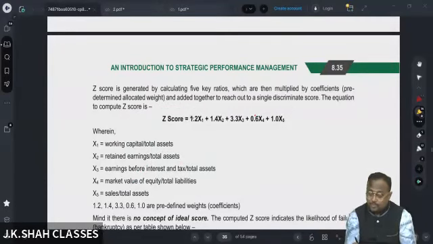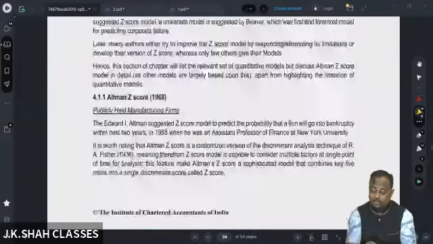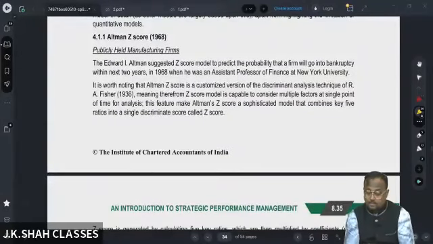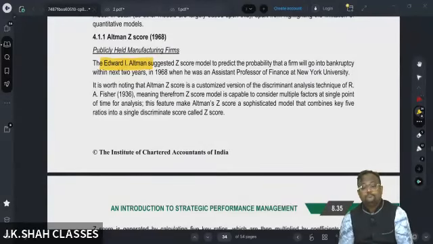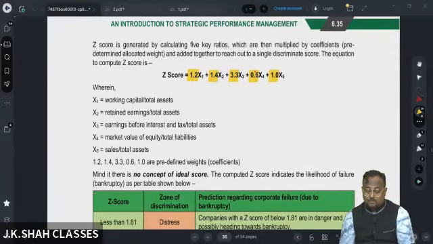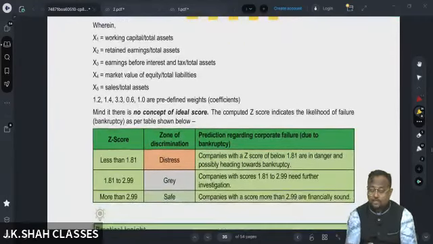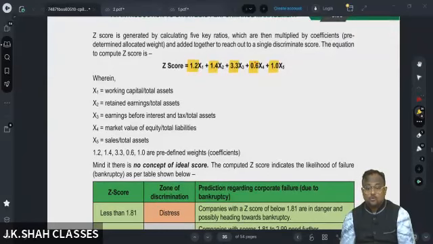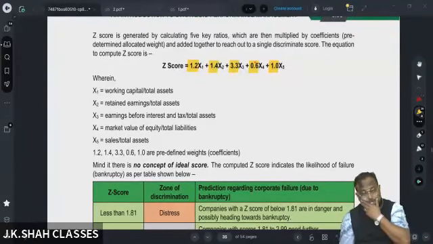अच्छा, ये जो आपको 1.2, 1.4, 3.3, 0.6 and 1 क्यों है? ये एडवर्ड अल्टमैन ने क्यों ऐसा डिसाइड किया? ये राज भी उन्हीं के साथ दफन हो गया. Okay, there is no logical calculation available. तो ऐसे का ऐसा ही अप्लाई करना है आपको. 1.2, 1.4, 3.3, 0.6 and 1.